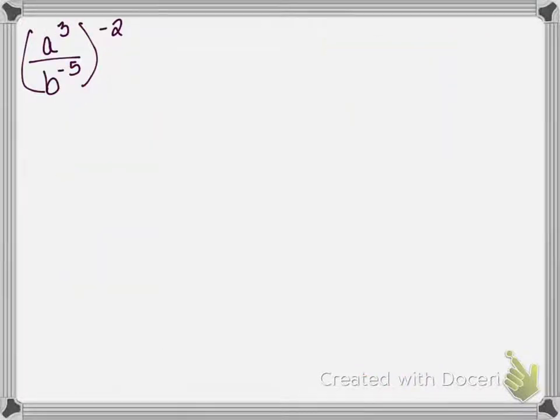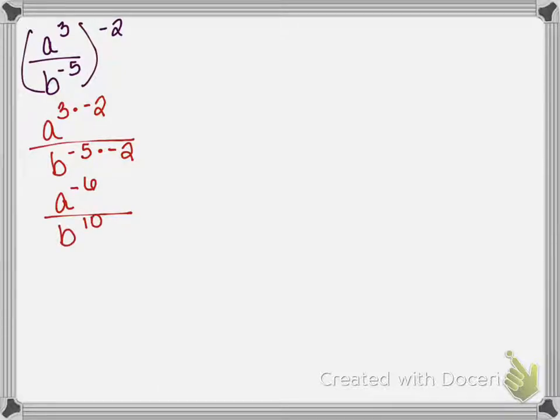A to the 3rd over b to the negative 5th, and all of that is raised to the negative 2. So the first thing that I'm going to do is give that negative 2 to everybody. So I'm going to have a to the 3 times negative 2, then b to the negative 5 times the negative 2. So I'm left with a to the negative 6 over b to the positive 10.